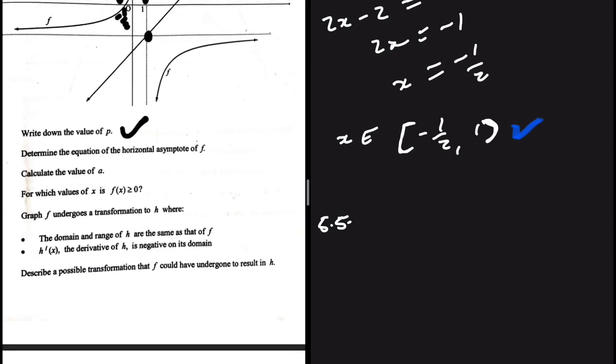That is 5.4. And then what about 5.5? I'll let you guys talk about it in the comments. But ultimately, describe a possible transformation that f could have undergone to result in h. What is the characteristic of h? The domain and range of h are the same as that of f. Okay, and then h prime of x, the derivative of h, is negative on its domain. So what is the possible transformation? Let me know in the comments.